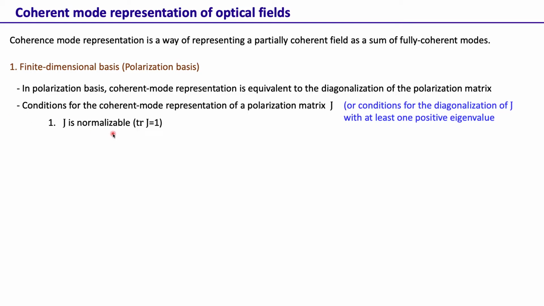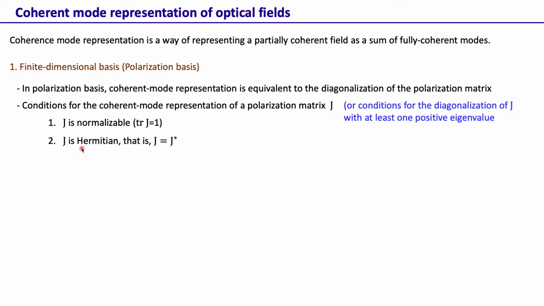Now the conditions that have to be satisfied are, first, that J has to be normalizable. In other words, the trace of J is equal to 1. That is the first condition. The second is that J has to be a Hermitian matrix. That means J equals J star.